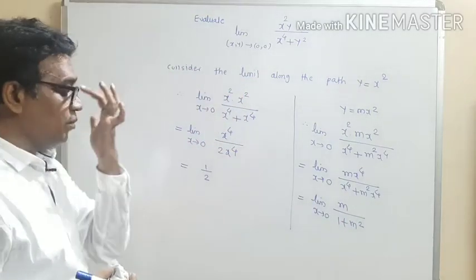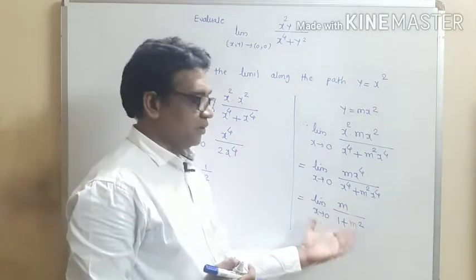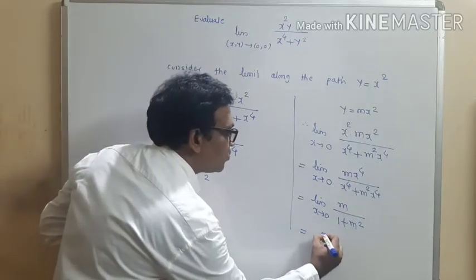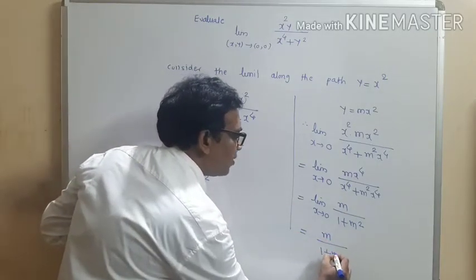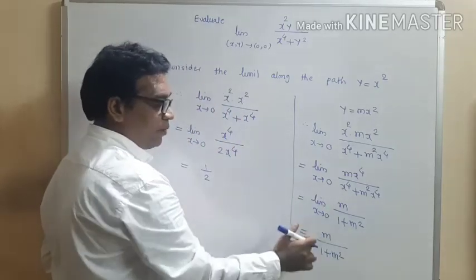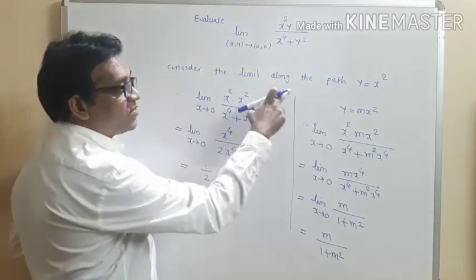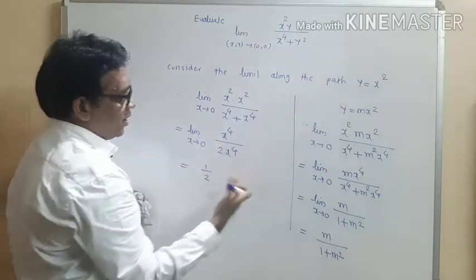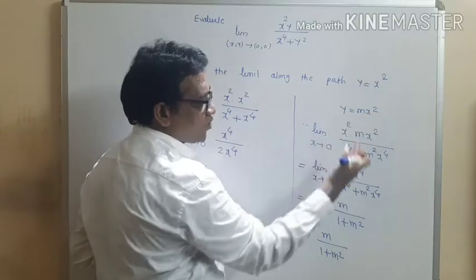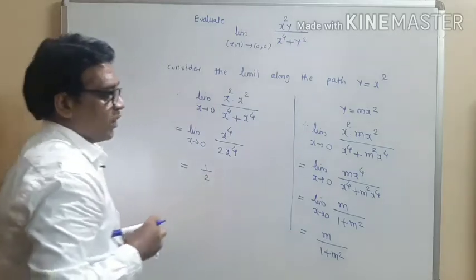Now what is this m? M is some constant quantity. M equal to 1, 2, 3, 4. This is some constant quantity. So limit of constant number is the same. So this is m divided by 1 plus m square. So see, if we consider the limit along y equal to x square, then this is our calculation. If we consider y equal to mx square, then the limit is m upon 1 plus m square.